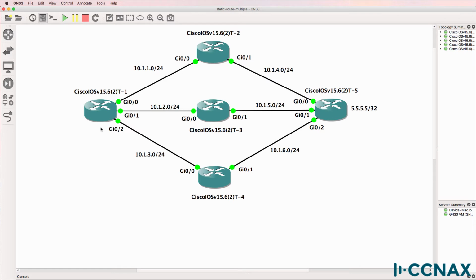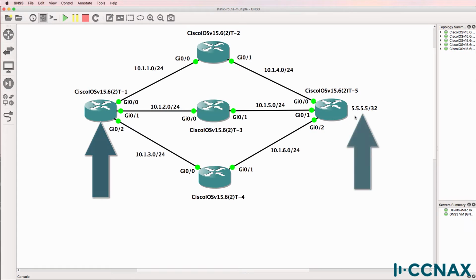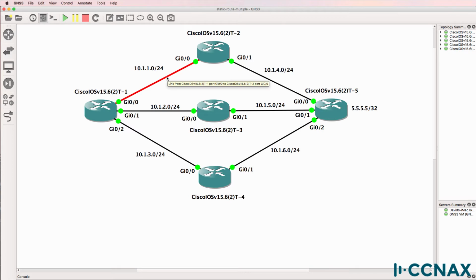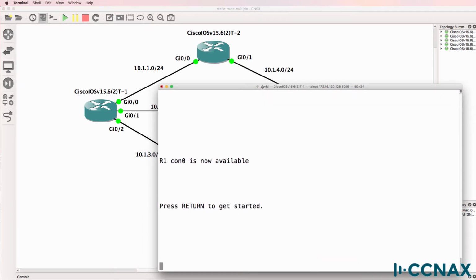In this example, we're going to configure static routes on router 1 and test connectivity to the loopback of router 5. We have router 2, router 3, and router 4 in the topology, and they are configured with different subnets. Router 2 is configured with IP address 10.1.1.2 on this interface. Router 3 is configured with 10.1.2.2 on this interface. And router 4 is configured with 10.1.3.2 on this interface or link. So here's router 1.